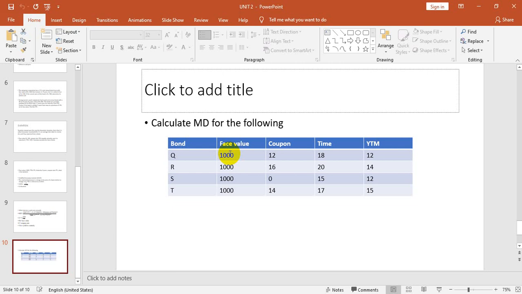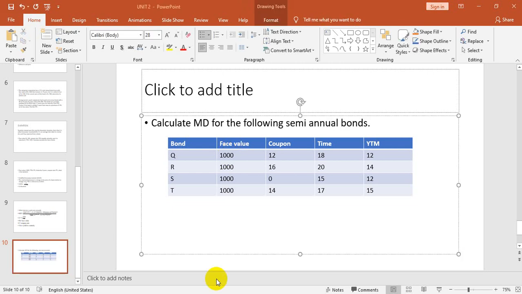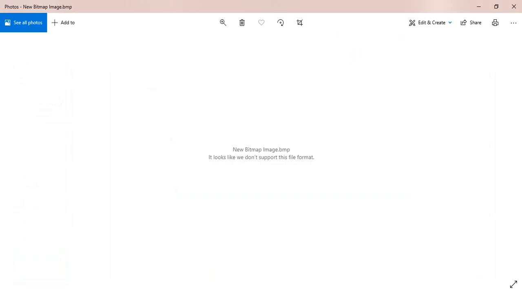It's semi-annually because he has given you 18 months, 18, 20, 15 years. So this is the question. So we have to take the complete information, and let's start doing this problem. And this would be most probably the last question of your second unit. So let's take down this information.